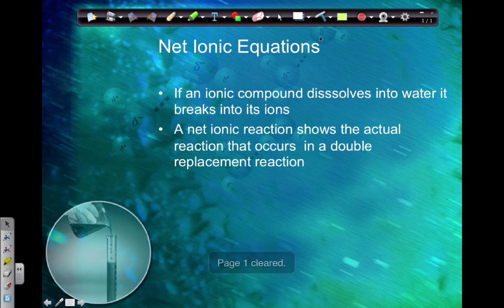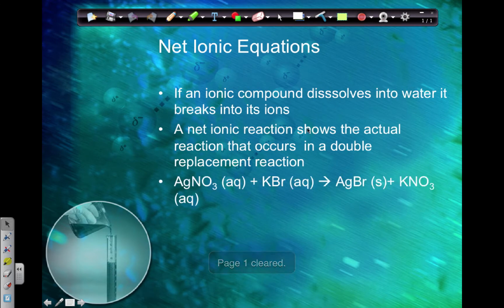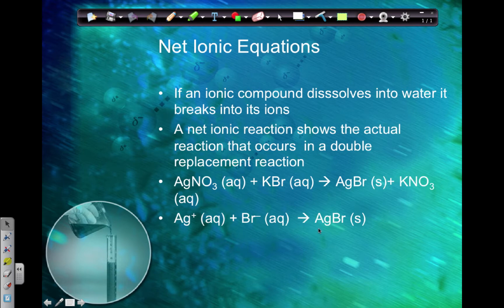Okay, so when we look at net ionic reactions, this is what we just did. We predicted we're going to make this and this. Well, what's actually happening is this. This is what's actually happening. This is the real reaction. Everything else is just a spectator. It's not really participating in the reaction. Silver plus bromide produces silver bromide. That's the only real reaction that happens here. Because when I make potassium nitrate, all that happens is it just splits apart again because it's aqueous.